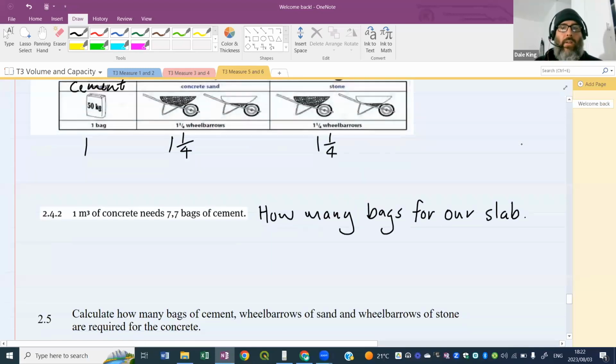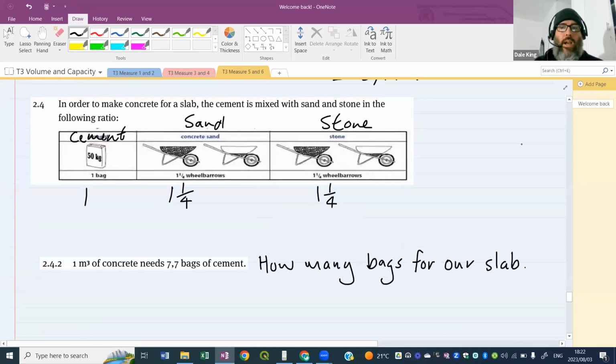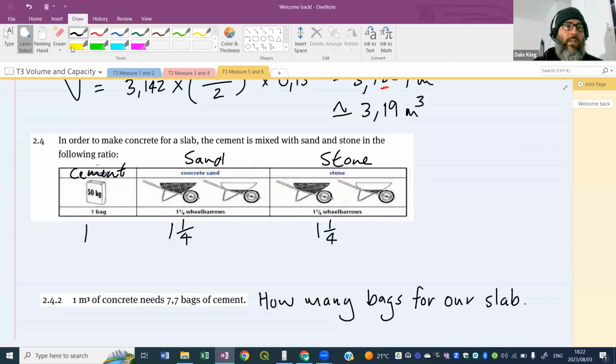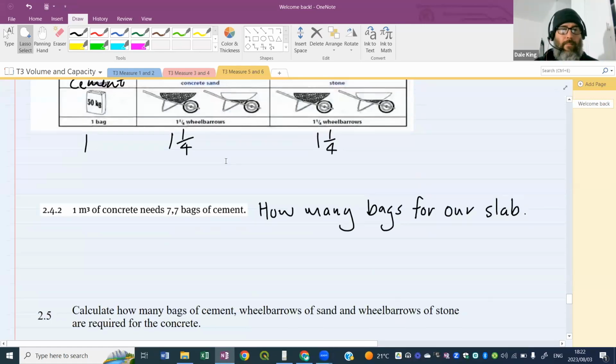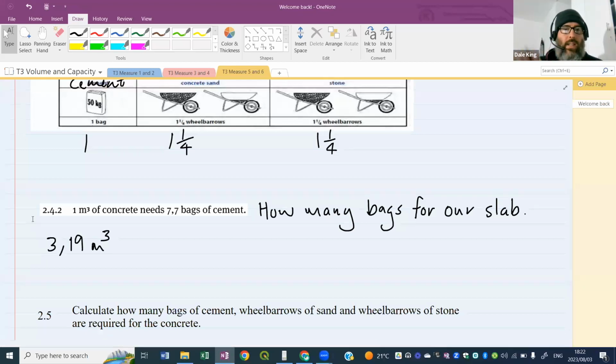Now, there's the question. I'm going to bring in the answer. This answer here, I'm going to bring it down. You're going to need it. Our concrete slab needs 3,19 cubic meters of concrete. The question says 1 cubic meter of concrete needs 7.7 bags of cement. How many bags for our slab?